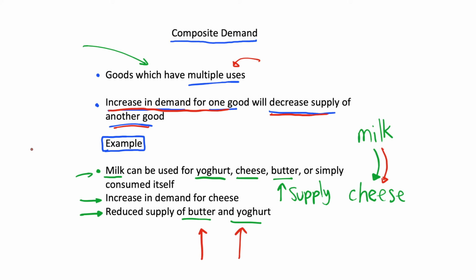And this can have a knock-on effect in these markets. If we consider a shift inwards of supply in the butter and yogurt markets, this might raise the price of these goods and we can have further knock-on consequences.